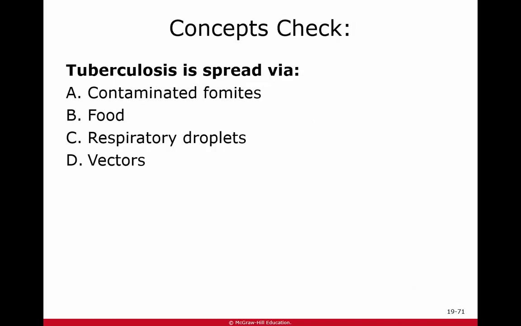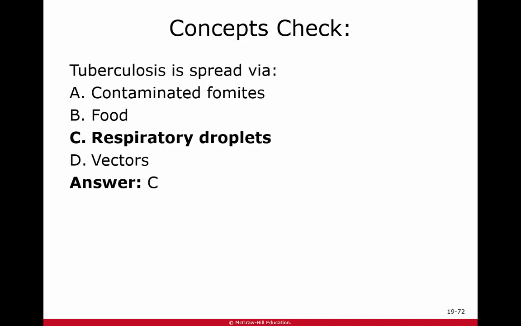So, concluding, tuberculosis is spread via contaminated fomites, food, respiratory droplets, or vectors. And hopefully you said respiratory droplets. All right, this concludes Chapter 19. Thank you very much.